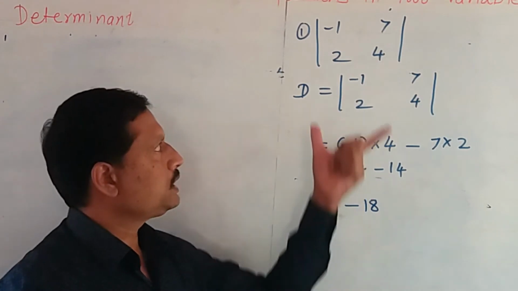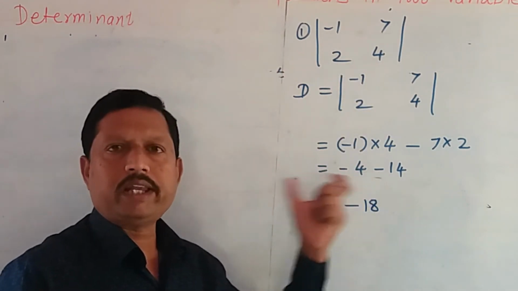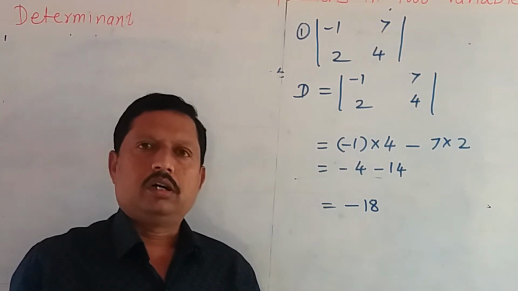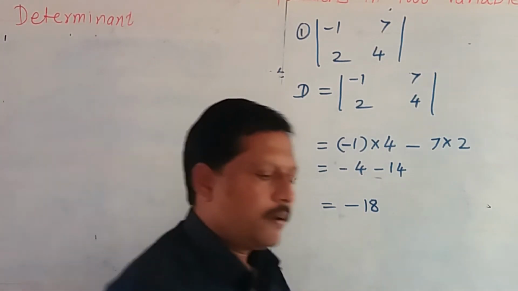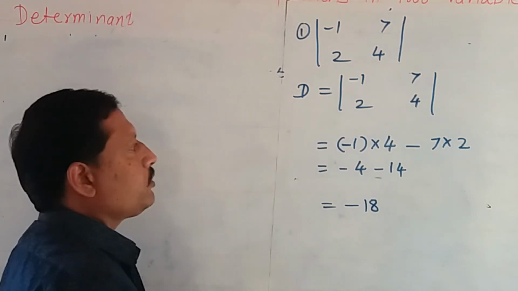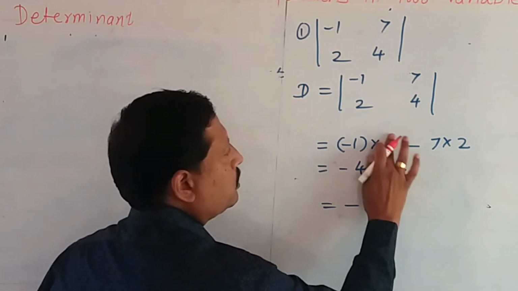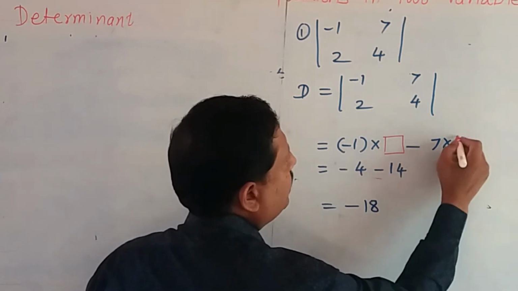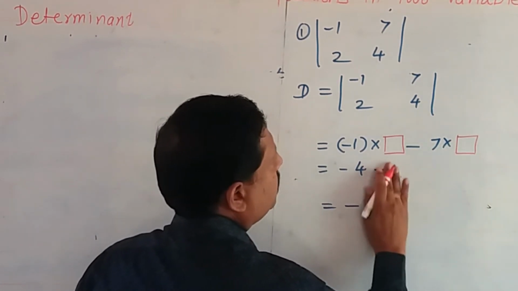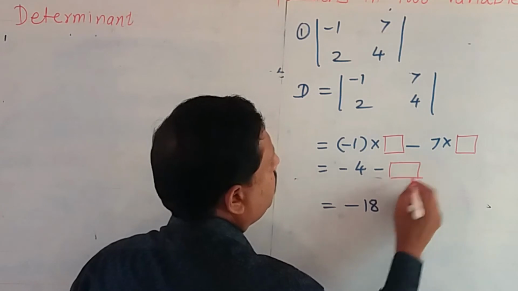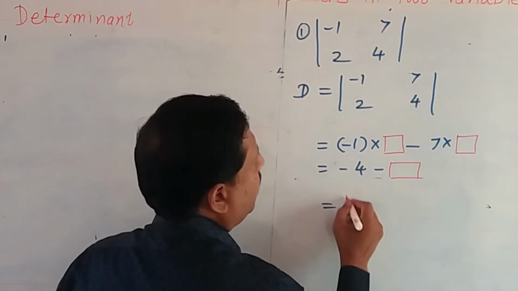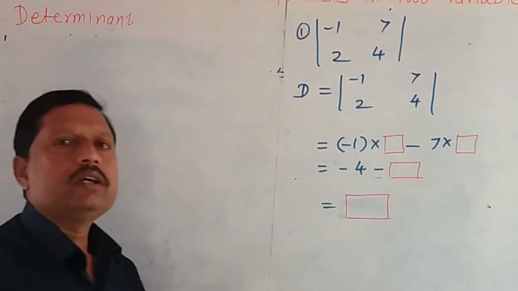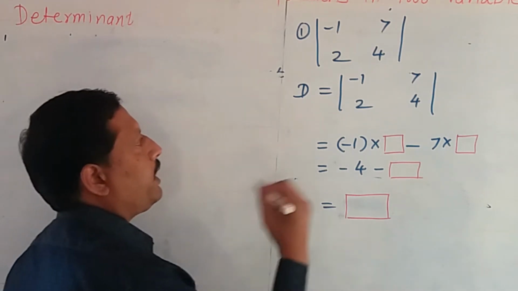Sometimes such a type of example to find the value of the determinant is also asked in an activity based manner. So how can we solve this? Suppose there is one blank space, and here is also a blank space. Here is one more blank space, and here is one more blank space. So we can solve this example by actual calculating. We know how to find the value.